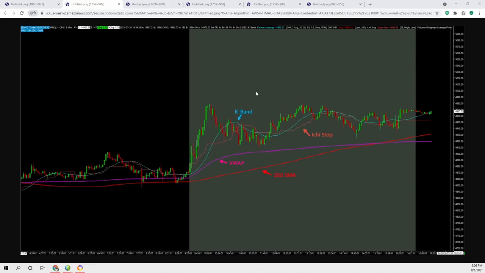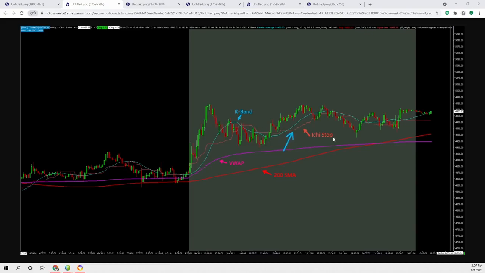And then next on this list we have what I'm calling the K-band, which is this little blue line right there. This K-band is just the Keltner channel. I'm calling it K-band just to keep it simple, but it's the midline, or median line, or average line of the Keltner channel. And lastly on this list, we're going to talk about what I'm calling the itchy stop.